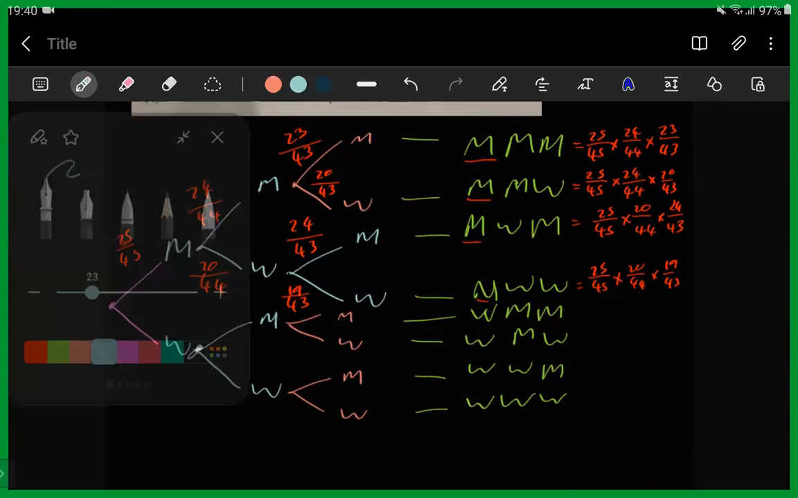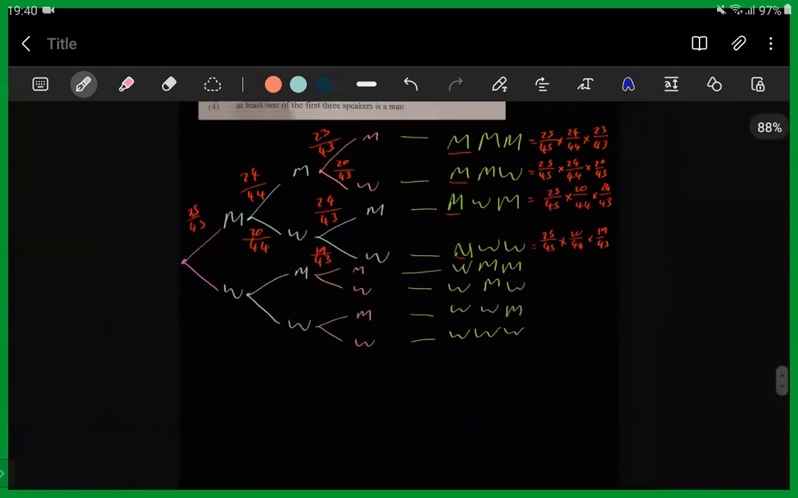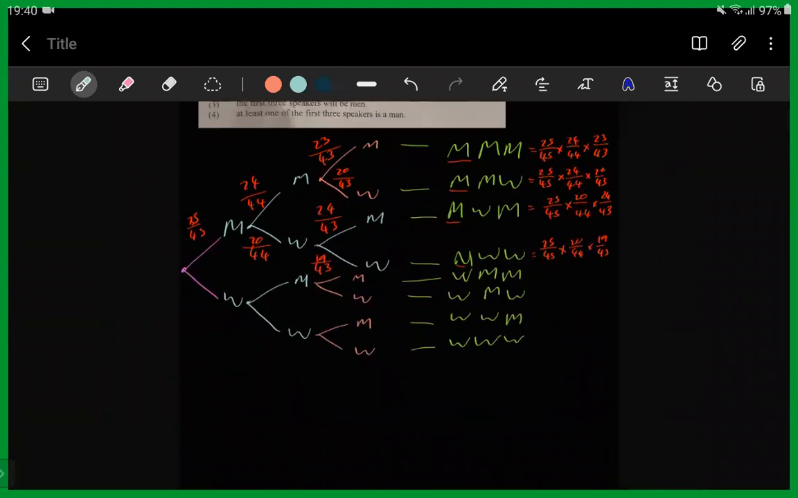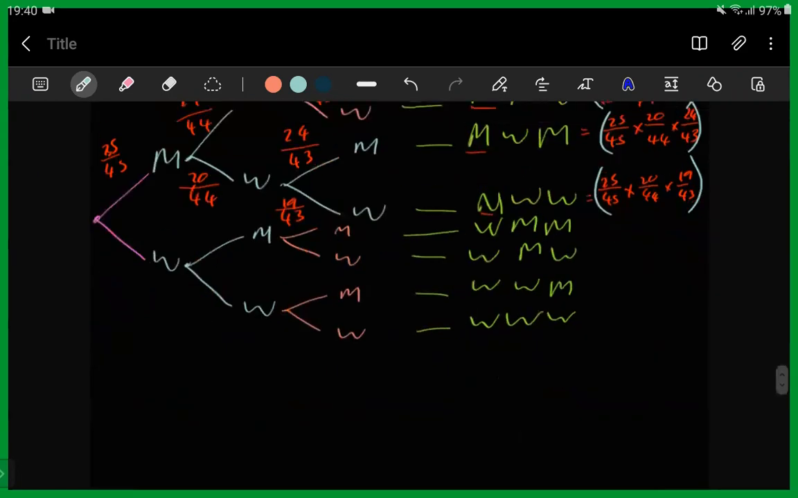Let's see. So carrying on from here, what else can we do from here? So carrying on from here, we're going to add all these probabilities together. So we're going to have this, we add to this, we add to this, we add to the last one. See? So let's see what that is.